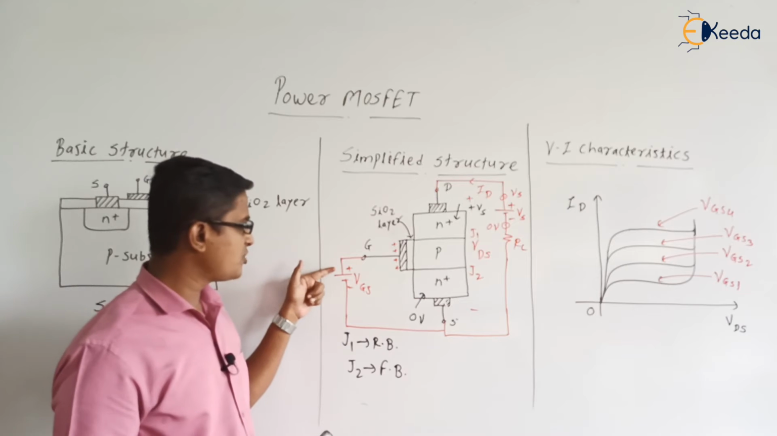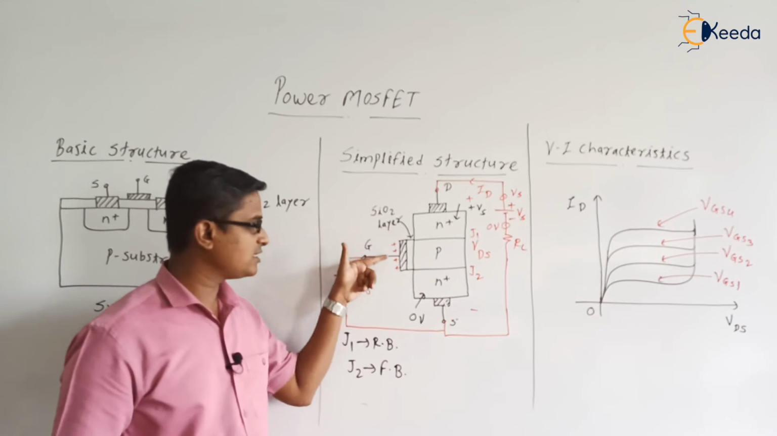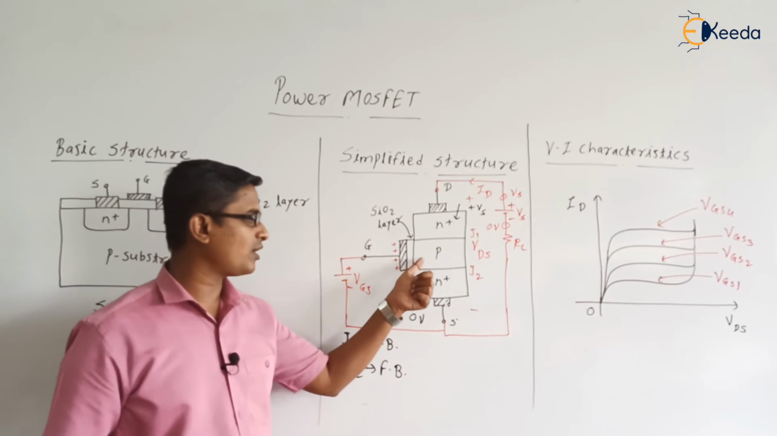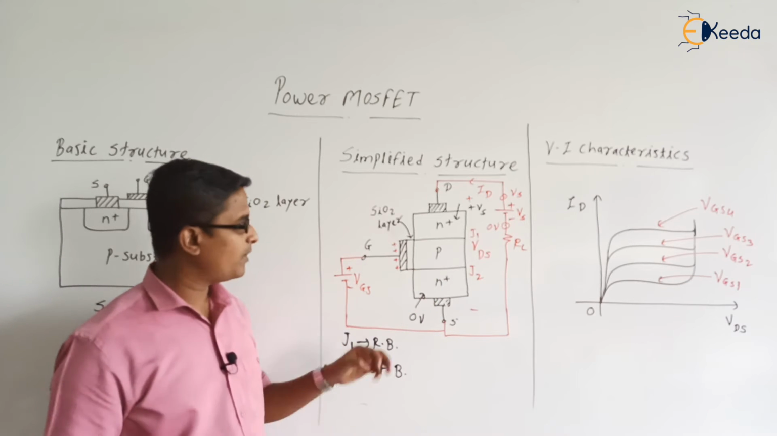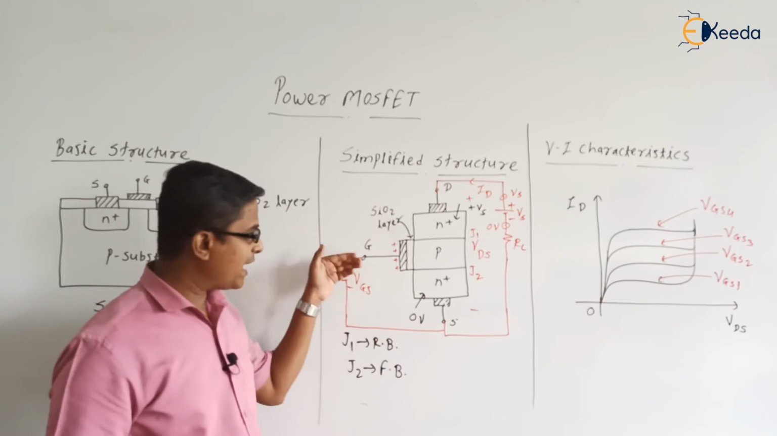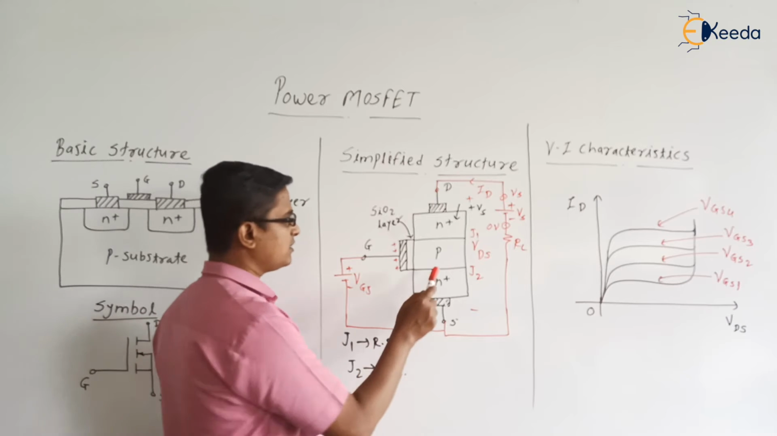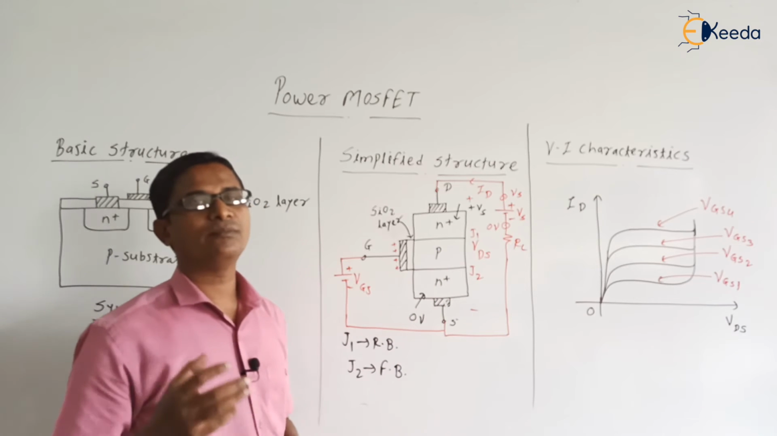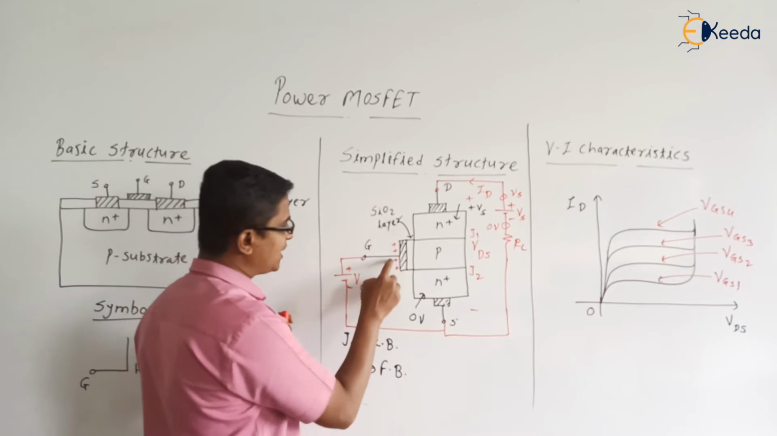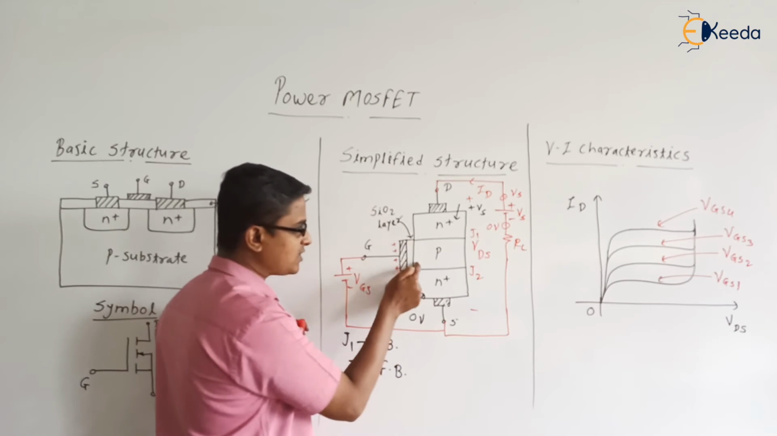But here we have the SiO2 layer, so due to that these positive charges will not enter directly into the p type layer, but they will occupy the space at this edge. Next, as we have positive charges here, and the p type material consists of negative charges as minority charge carriers, the negative charges from the inner p type layer will get attracted towards this side.